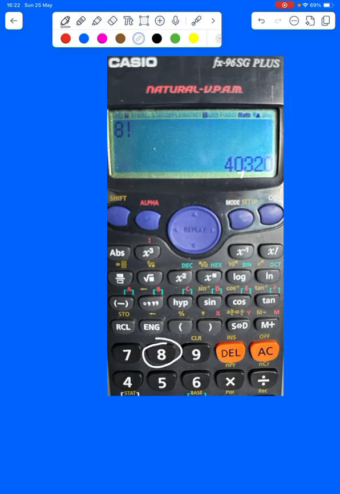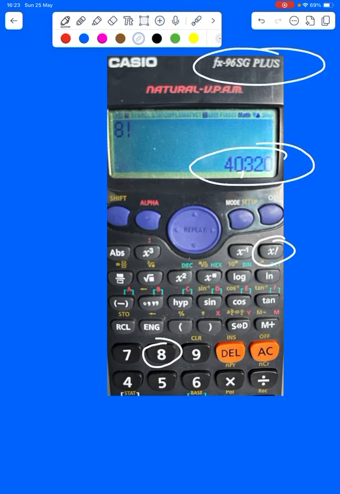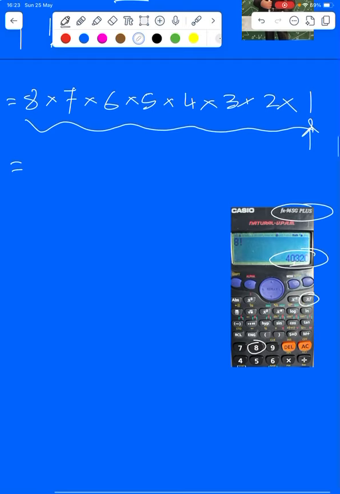You press 8, you press your exclamation mark, it should be here if you use this model in Singapore, and then press the equal sign, you get your answer there. Simple. You get 40,320. Okay, 40,320. Done deal. That is your 8 factorial.